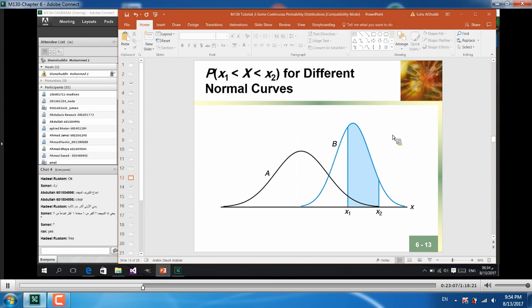Now here is the probability for different normal curves. If I have x1 to x2 and I have the two curves, for the first curve the probability is this part, but for the second curve the probability is all of this. So for different normal curves, the probability is different from x1 to x2. Okay.